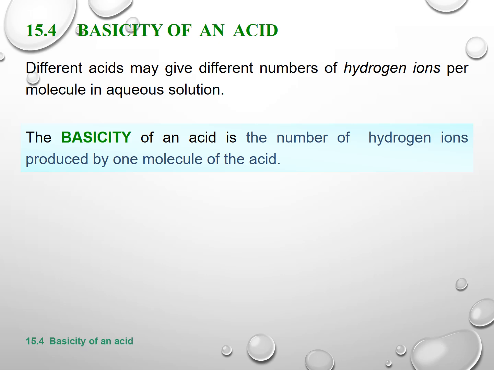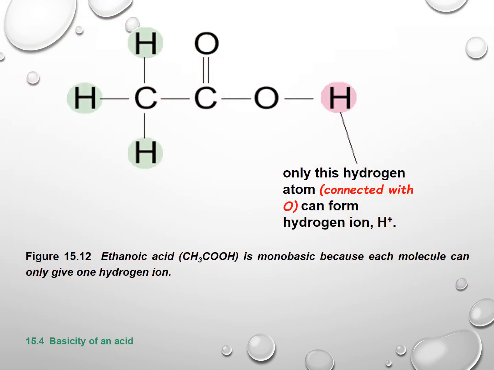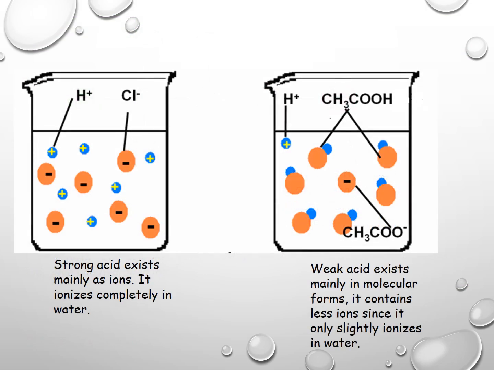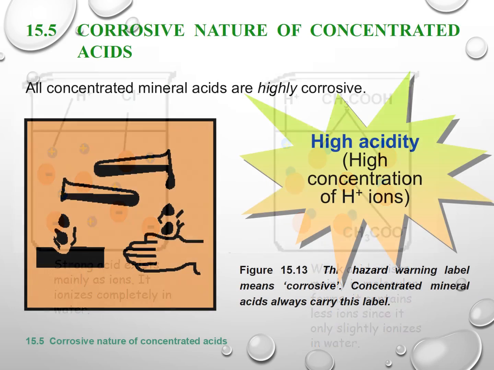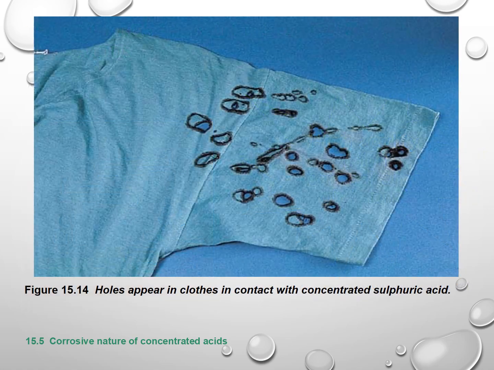Another important concept is the basicity of an acid. Basicity refers to the number of ionizable hydrogen ions that one molecule of an acid can produce. Hydrochloric acid and nitric acid each produce one hydrogen ion and are therefore monobasic acids. Sulfuric acid produces two hydrogen ions and is dibasic. Phosphoric acid produces three hydrogen ions and is tribasic.